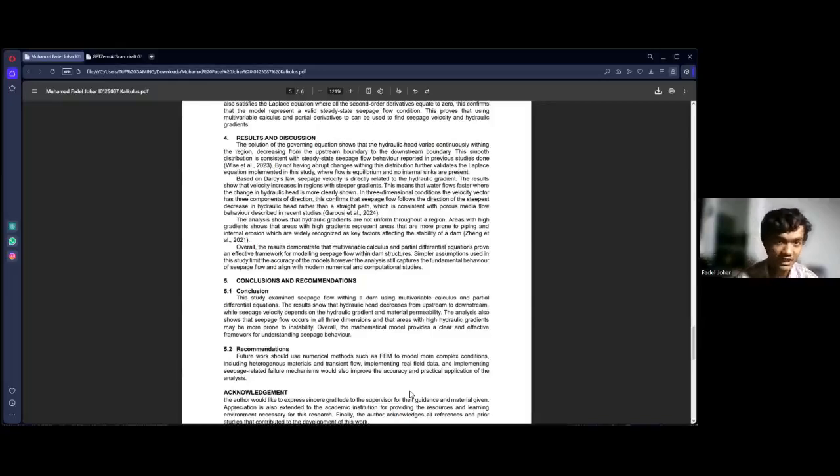Some recommendations I have for future research. Future work should use more numerical methods, such as FEM, to model more complex conditions, including heterogeneous materials and transient flow. They should implement real field data and also implement seepage-related failure mechanisms, as it would hopefully improve the accuracy and practical application of the analysis.